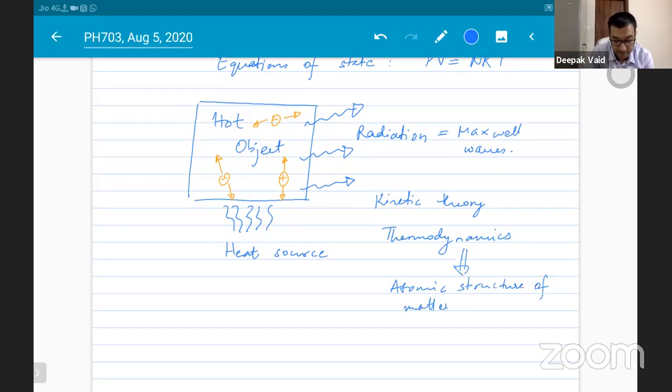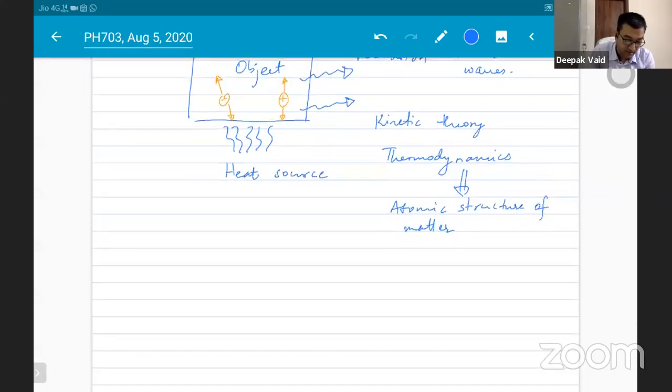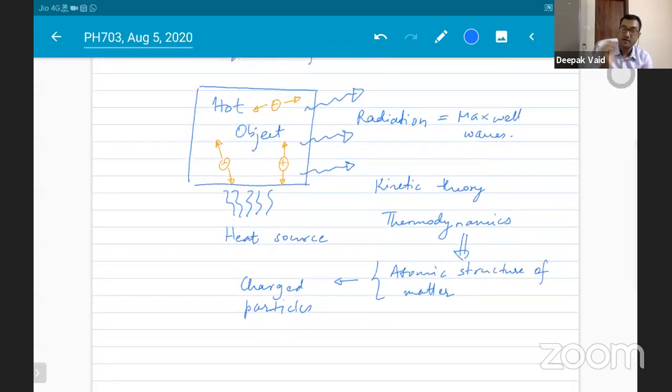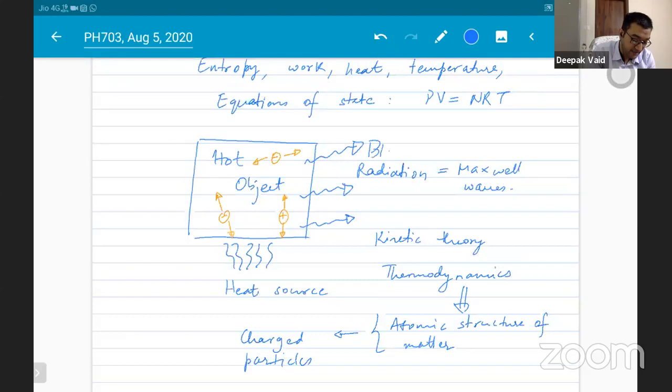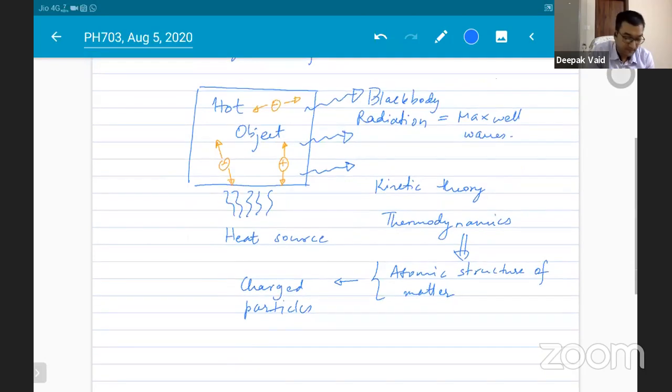right? And if this atomic structure happens to contain charges, so there are charged particles within this atomic structure, and these charged particles move around, and when they move around fast enough, they will release electromagnetic radiation. This radiation will become visible to us. And this phenomenon goes by the name of blackbody radiation. Okay.